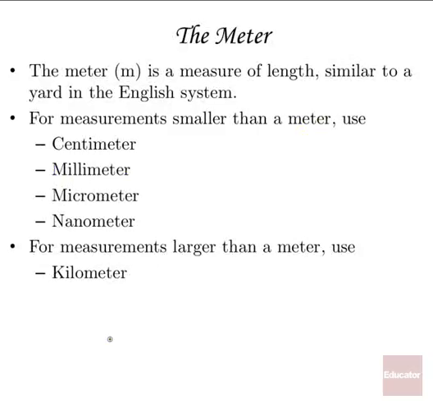So let's start with the meter. The meter is a measure of length, similar to a yard in the English system. For measurements smaller than a meter, use a centimeter, about the width of your pinky finger perhaps, millimeter, 1/10 of that, micrometer, which is oftentimes written μm, and the nanometer, nm. For measurements larger than a meter, typically we use kilometers, 1,000 meters.